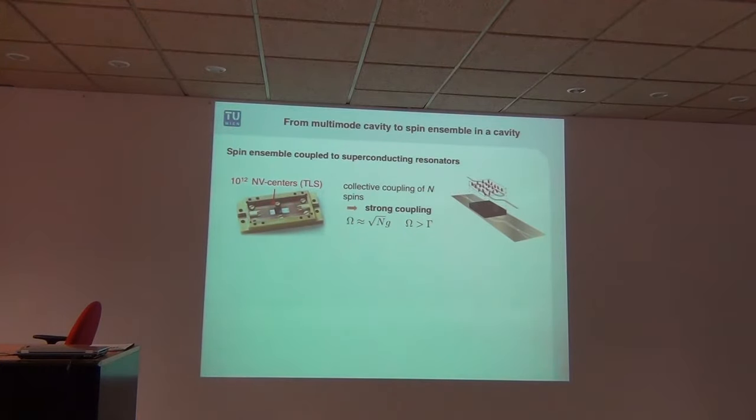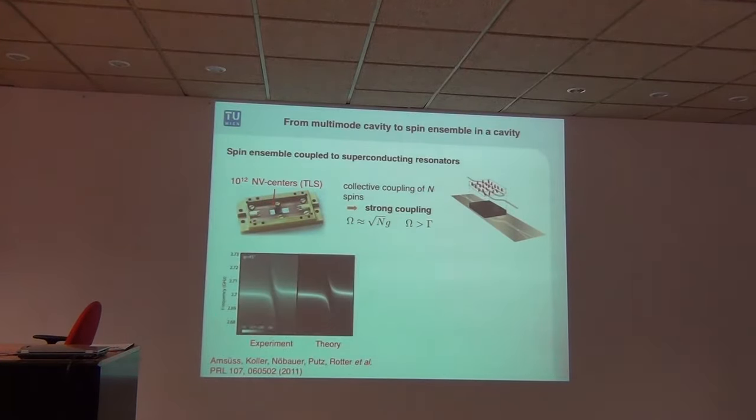So each of the spins or NV centers is very weakly coupled to the resonator, but just considering the sheer number of spins that you have in the system, there is an increase in coupling, which allows you to reach the strong coupling limit. And you can see the demonstration of how you can reach the strong coupling regime shown by this anti-crossing out here. This is the theoretical model just for two resonators which are coupled to each other. And you can see that you have this avoided crossing, which is a distinct sign of the strong coupling regime.